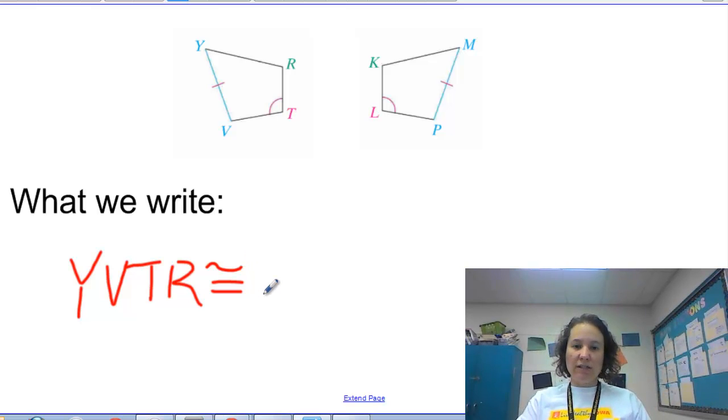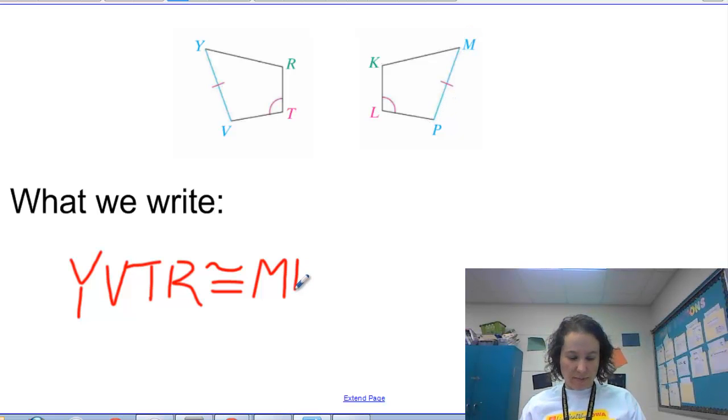And now I need to list my vertices for this second polygon so that they're in the same order that corresponds. So see how I have this pointy one that sticks up over here, that's Y. I would need to name M first because that would be the one that corresponds to it. And then I did V next. So I went down this side that's marked with the little tick mark. So I'm going to need to go down this way. So I'm going to name P next. And then I'm going to keep going in order, L, K.